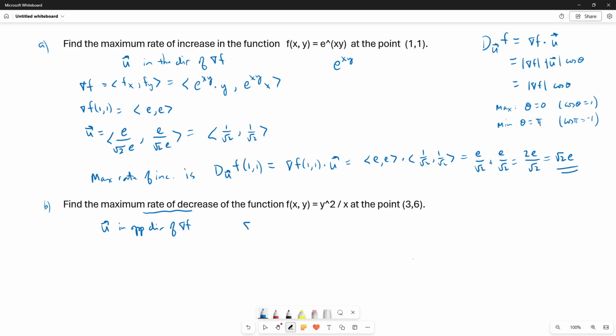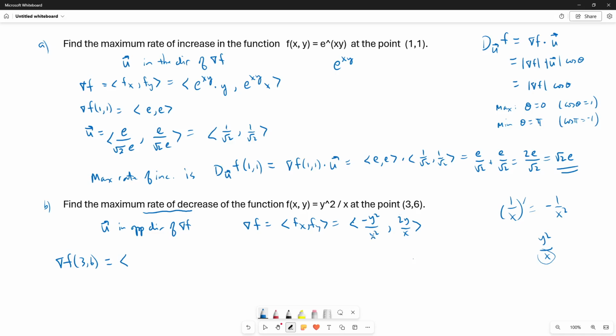So let's first find the gradient of f. We need f sub x and f sub y. F sub x, the derivative of 1 over x, is negative 1 over x squared. So here the derivative with respect to x, the y squared is a constant, so we get negative y squared over x squared. And then the derivative with respect to y, we have y squared over x. The x is a constant, so it's just 2y over x. So there's our gradient, and then we need the gradient at the given point, which is 3, 6.